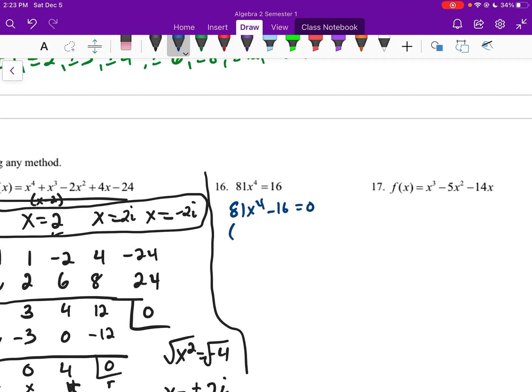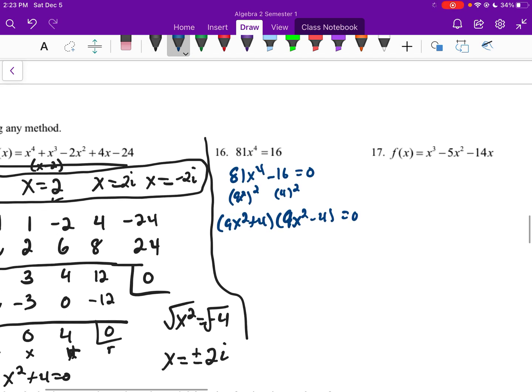I noticed that this is a difference of squares. So 9x squared plus 4 times 9x squared minus 4 is equal to 0. You could set each of those equal to 0 and solve from there. Let's go ahead and do that.